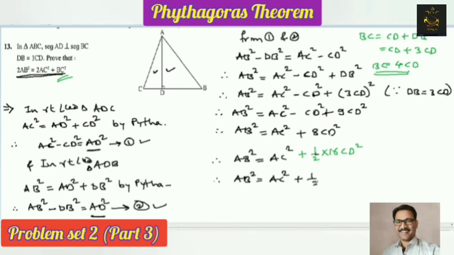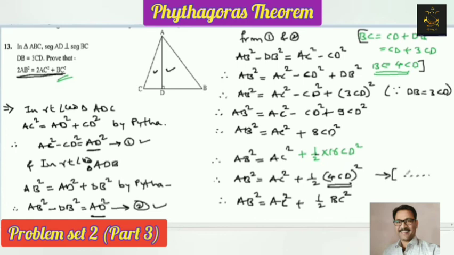Keep this half as it is, but it is nothing but 4 CD bracket square. And this 4 CD means what? BC. We'll put here. So AB square is equal to AC square plus half, keep as it is. This is nothing but BC square. Look friends, you can write this full part here because here we need that one. Okay, like this we have to mention here.